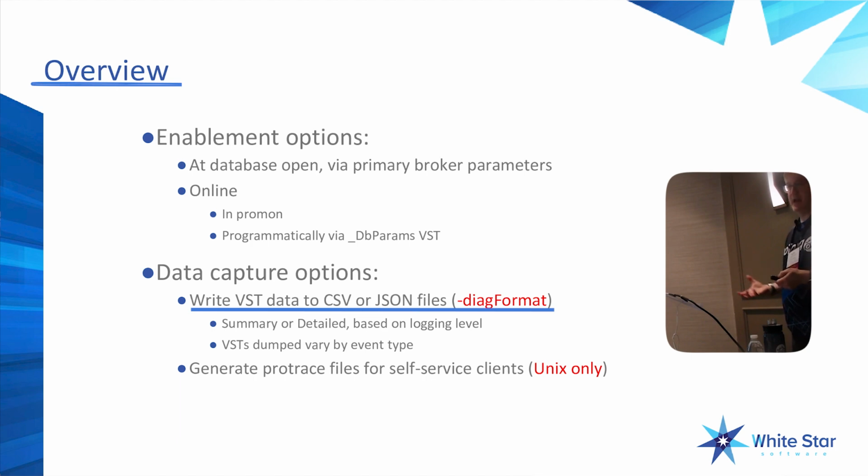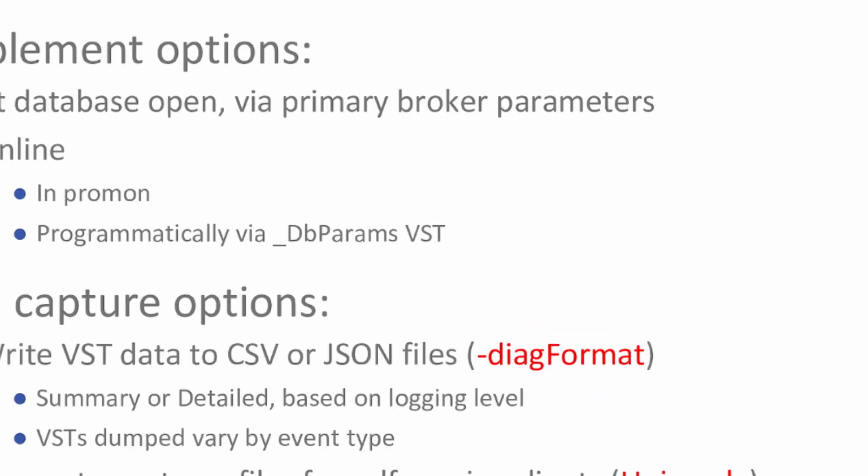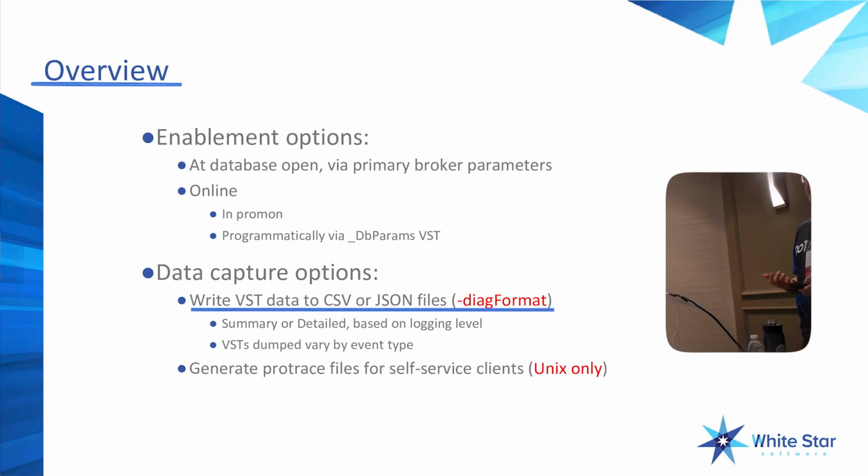So when this data is captured, it's written to flat files, and you can choose the format of those files, either CSV or JSON, using the diag format parameter, and that takes a parameter which is either CSV or JSON. So it's really your preference, just whatever you find easier to parse, because there isn't any analytical tool component to this. You're just going to get flat files, and then it's up to you to make sense of them and figure out what happened.